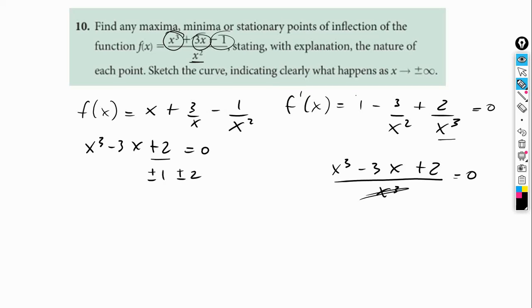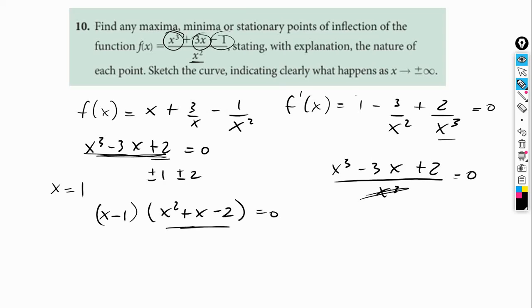So notice that if we plug in x equals 1, then this equals 0, right? Because 1 minus 3 plus 2 would equal 0. So that means that x minus 1 is a factor. So divide this expression by x minus 1. We can do long division, and what we're going to get is that this divided by x minus 1 is going to equal x squared plus x minus 2. This still equals 0.